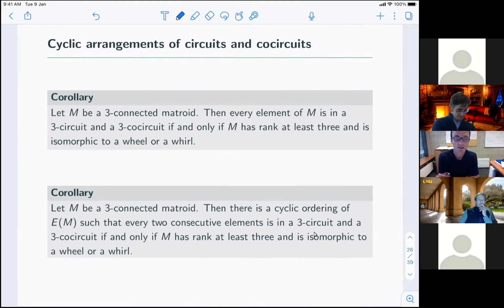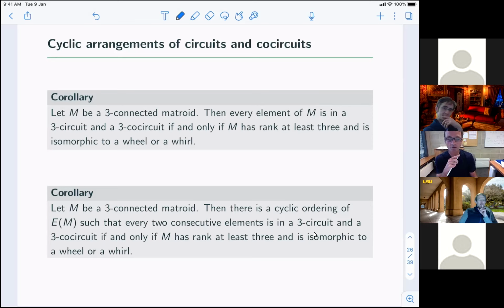So as a corollary, although maybe not a corollary, because you got the first result, you get the second one for free. Because certainly if I've got 2 consecutive elements in a 3 circuit and a 3 co-circuit, that means every element's in a 3 circuit and a 3 co-circuit. So maybe corollary might even be a bit strong. Observation, maybe not even that. You must be a wheel or a whirl.